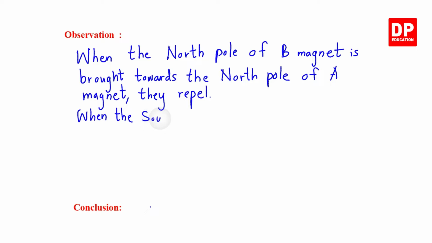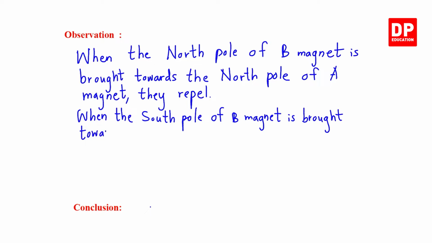When the south pole of B magnet is brought towards the south pole of A magnet, again they repel.